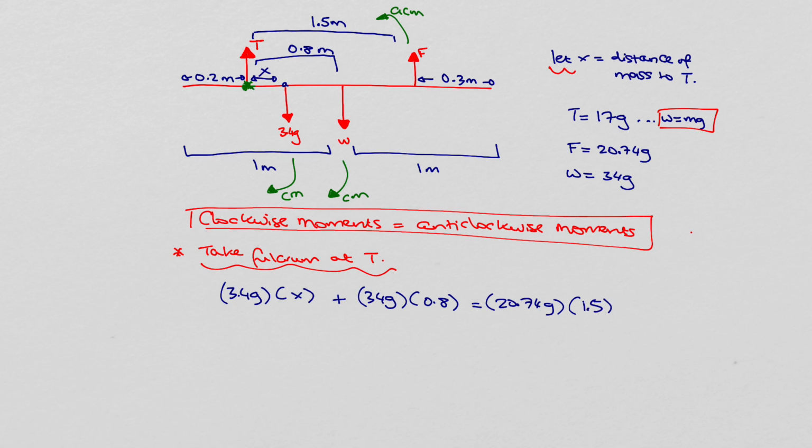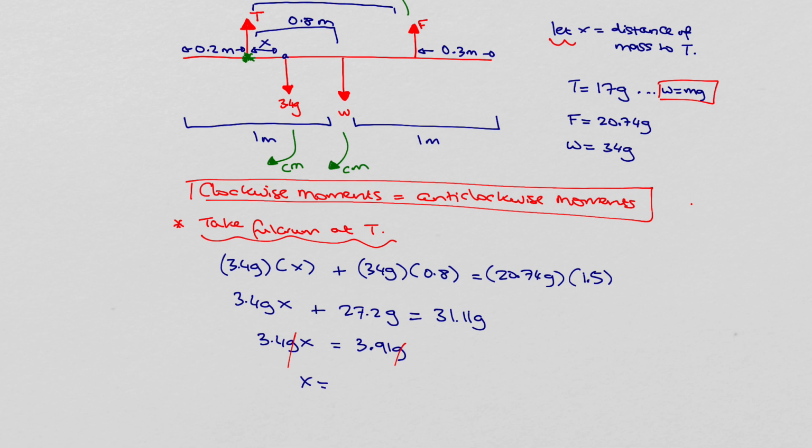So that makes it just basically a linear equation now to get x on its own. So if we simplify that, we have 3.4g times x plus 27.2 times g, and that's equal to 31.11g. So bringing everything to one side and getting x on its own, we have 3.91g, and obviously I can divide across by g there, and then divide across by 3.4.